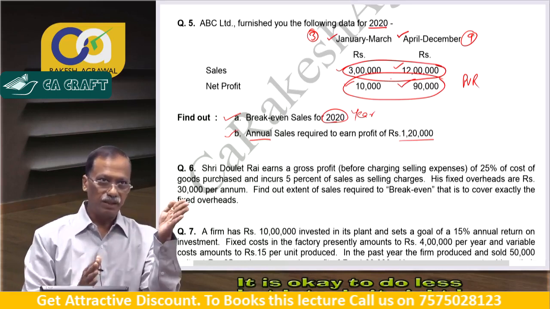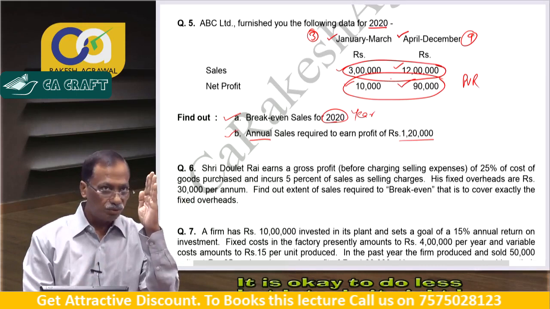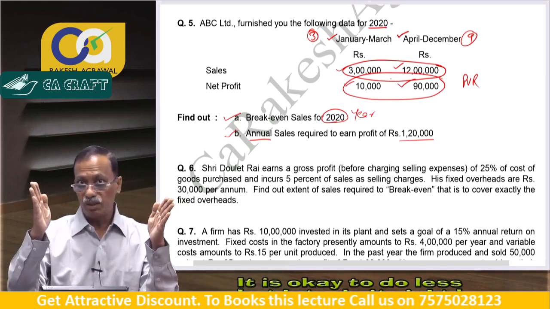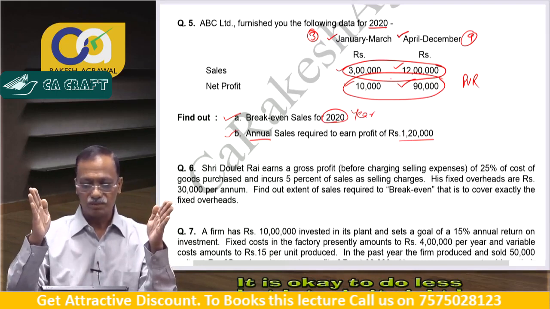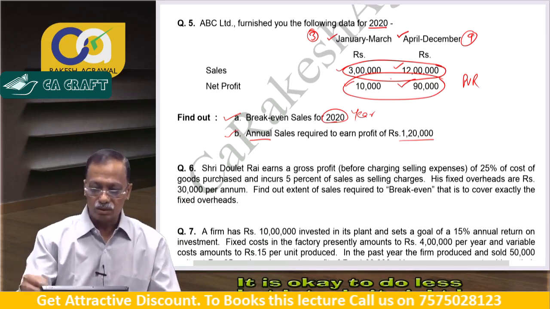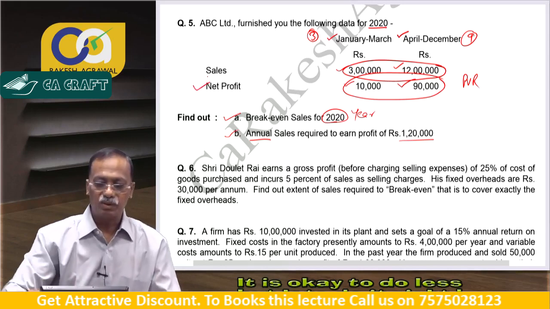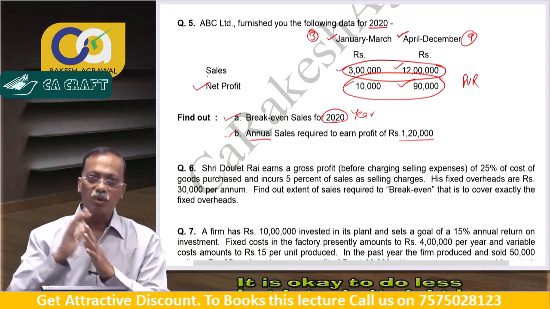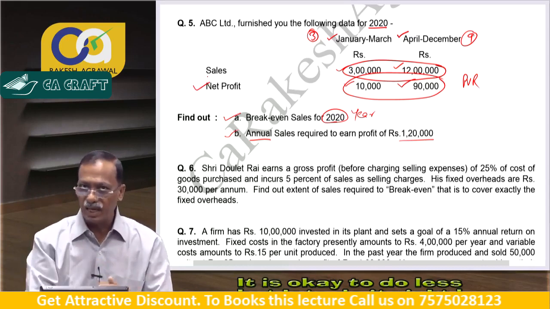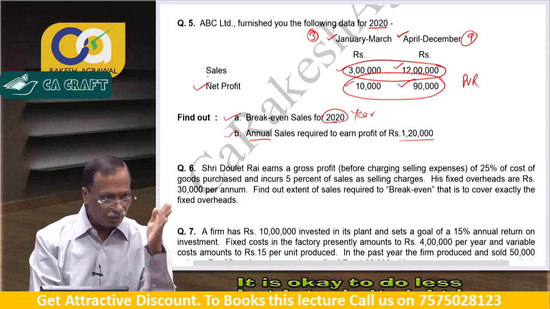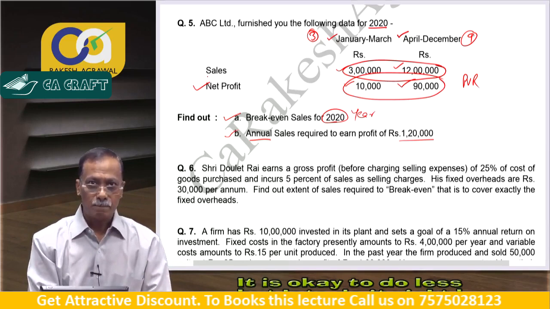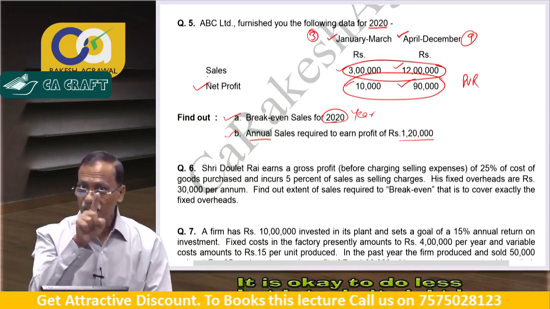The 3 months period will contain 3 months fixed cost, and the 9 months period, that is April to December, will contain 9 months fixed cost. Naturally, to calculate the net profit for 3 months, January to March, you must have deducted 3 months fixed cost, and to calculate the profit of April to December, you must have deducted 9 months fixed cost. Do you think 3 months fixed cost and 9 months fixed cost will be the same? Naturally not, because fixed cost is a period cost.